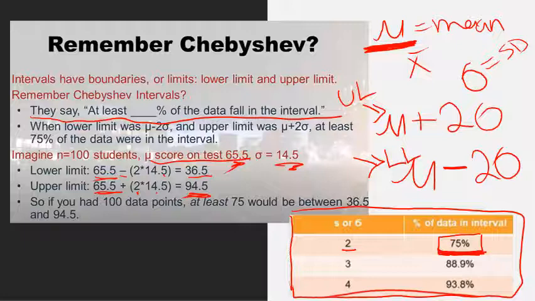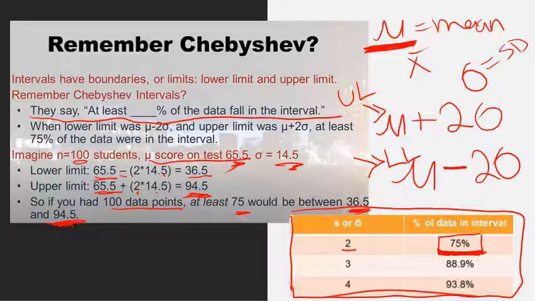So what does this mean? It means if you have 100 data points, or 100 students, at least 75 would fall between 36.5 and 94.5. So at least 75%, or 75 student scores in this situation, because we only had 100 students. 75% of 100 is 75. So 75 student scores would fall between 36.5 and 94.5.